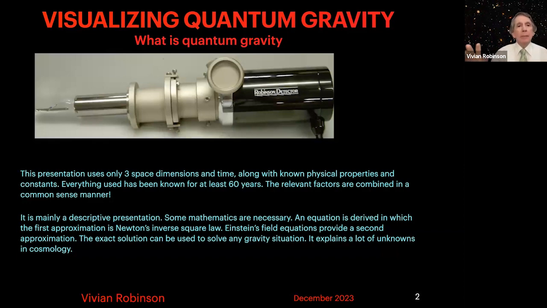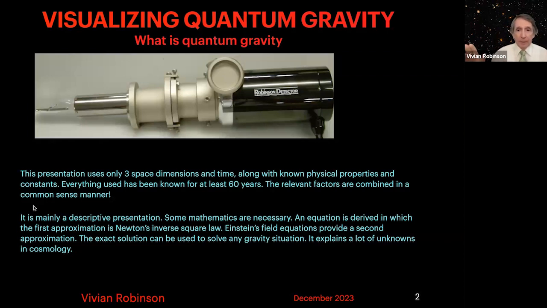And this presentation is about trying to see if the same common sense approach can be used to solve one of the greater problems, the origins of gravity, and particularly quantum gravity. This presentation uses only 3 space dimensions and time, along with known physical properties and constants. Everything used has been known for at least 60 years. The relevant factors are combined in a common sense manner. It's mainly a descriptive presentation. Some mathematics, of course, are necessary.